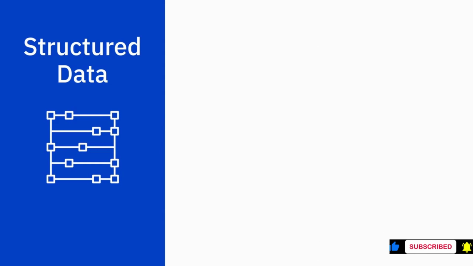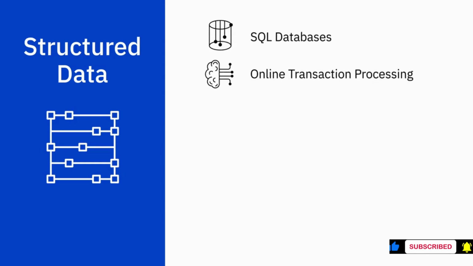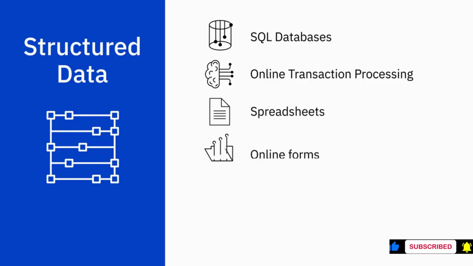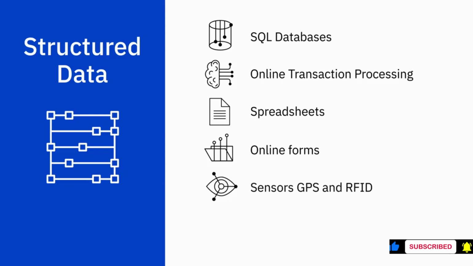Some of the sources of structured data could include SQL databases and online transaction processing, or OLTP, systems that focus on business transactions, spreadsheets such as Excel and Google Sheets, online forms, sensors such as Global Positioning Systems, or GPS, and radio frequency identification, or RFID tags, and network and web server logs. You can also easily examine structured data with standard data analysis tools and methods.